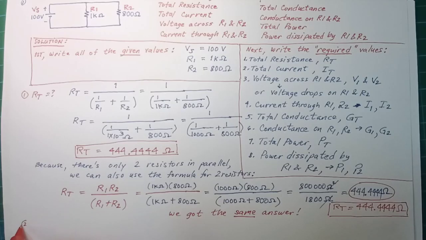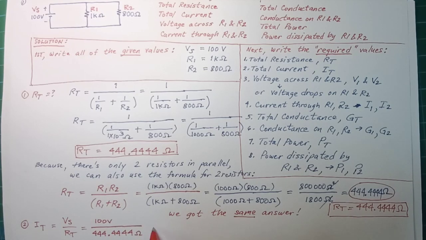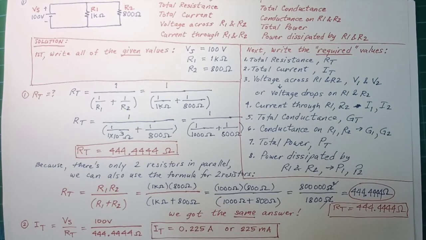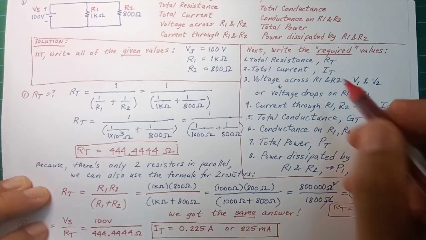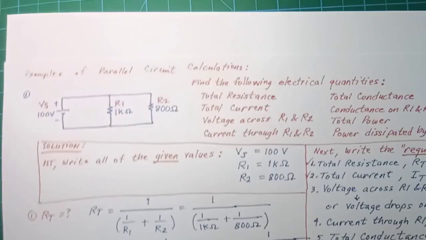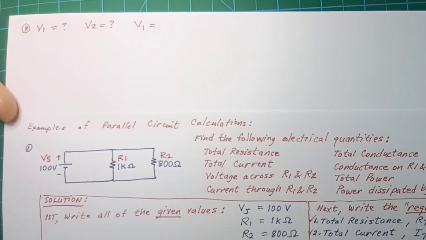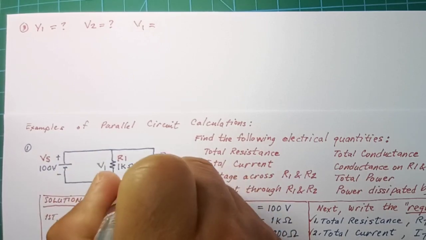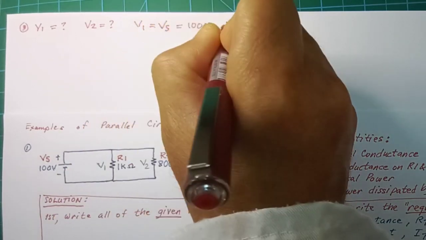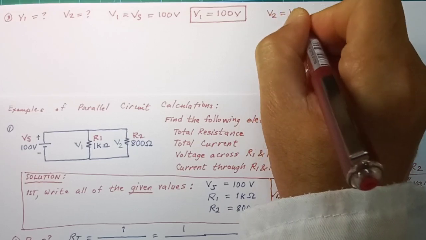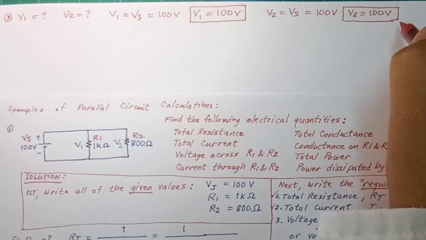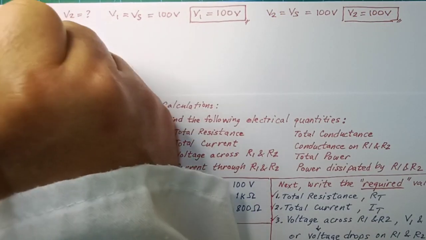444.4444 ohms. And then we calculate the total current by Ohm's law, Vs over RT. And take note, we divide volts by ohms, we get amperes. But you can change your answer to milliamperes also. So we got 0.225. So now we have calculated two values already. Now we will calculate the voltage drops V1 and V2. And as you can see here, in the parallel circuit, the voltage 1 and the voltage 2 will be equal to the voltage source. So it's so easy to show the V1 and V2.